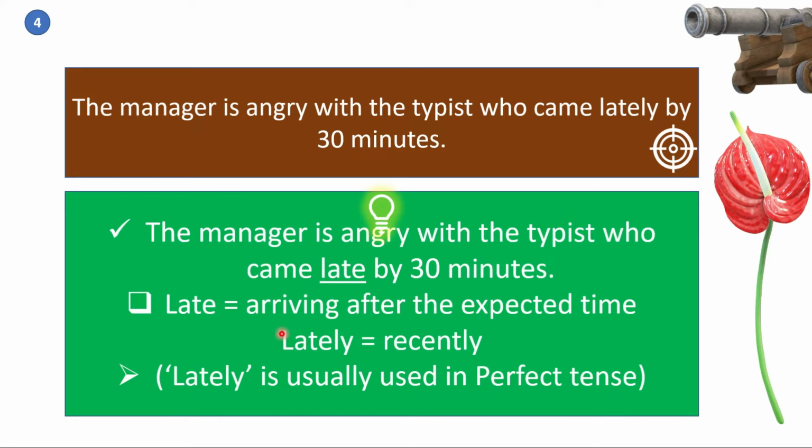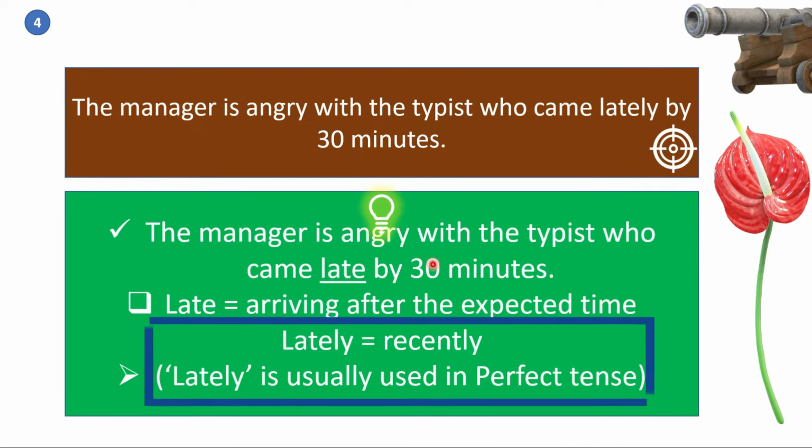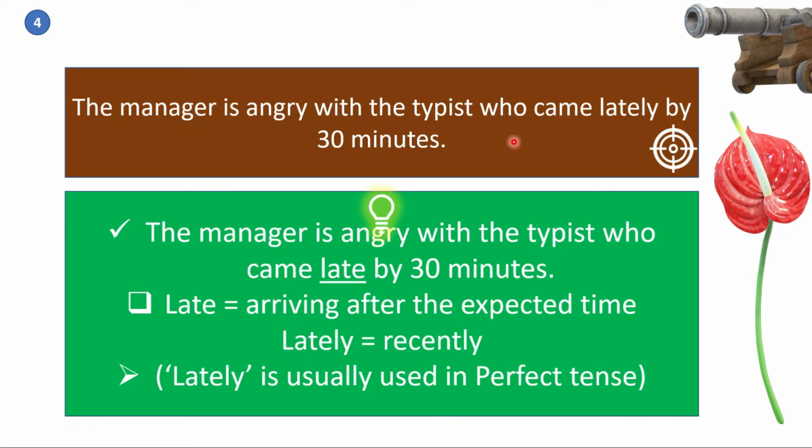Actually, late means arriving after the expected time. But lately means recently. Because we have mentioned time here, 30 minutes, we cannot be using recently. Otherwise, recently is okay. The manager is angry with the typist who have come recently, who have come lately. Look at this here. Lately is usually used in perfect tenses. Moreover, this is in simple past tense. So we can't be using lately here. It has a different meaning. So the typist arrived late, and that was why the manager is angry. Okay, let's move to the next one.